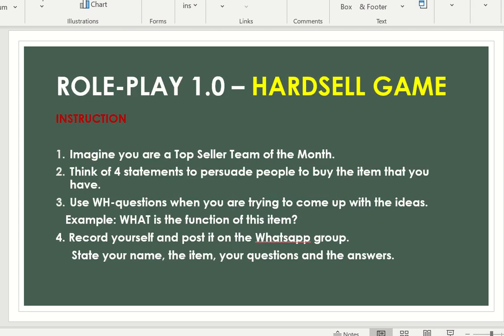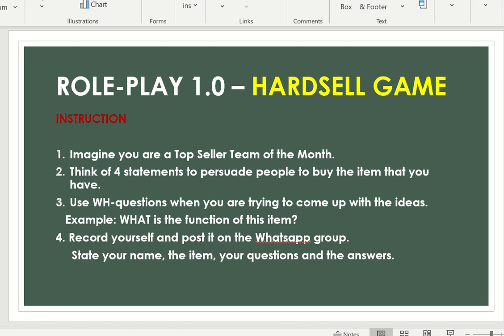What you have to do is over here. Imagine that you are a top salesperson of the month, and then you have to think of 4 statements to persuade people to buy the item that you have. Okay, use WH questions in order to come up with the ideas. Okay, record yourself and post it on the WhatsApp group. State your name, the item, your questions, as well as the answer.